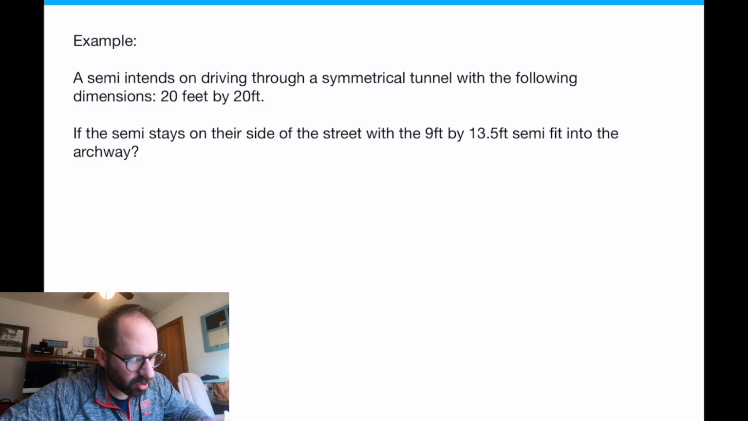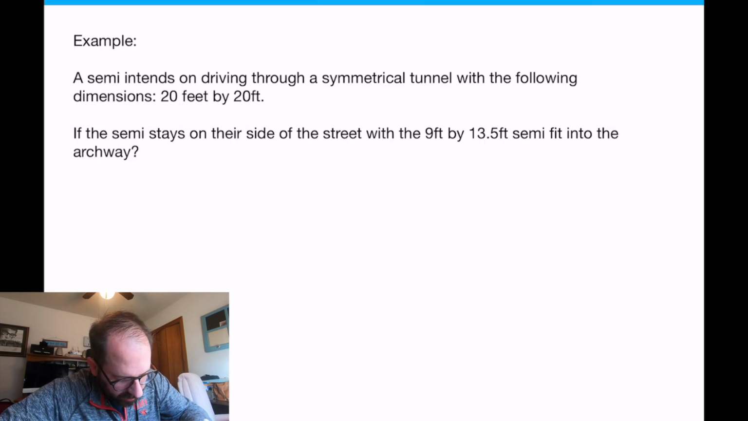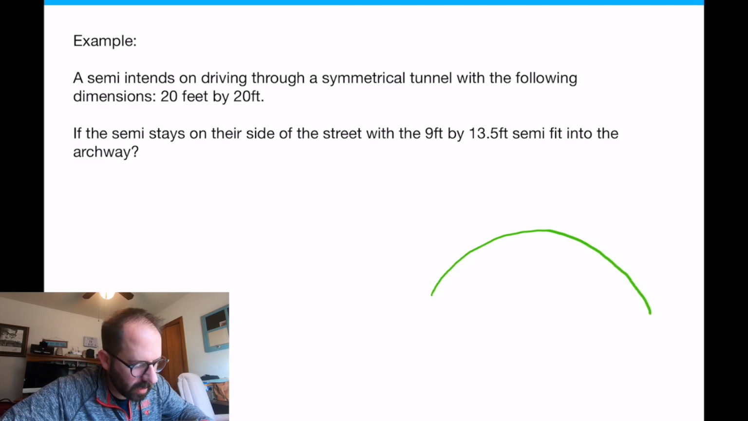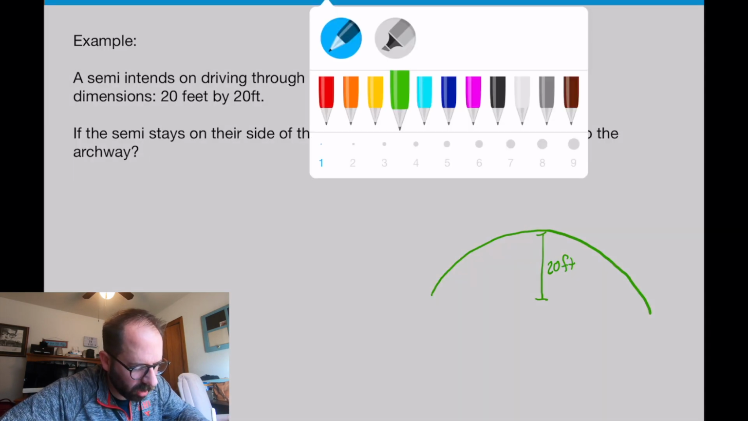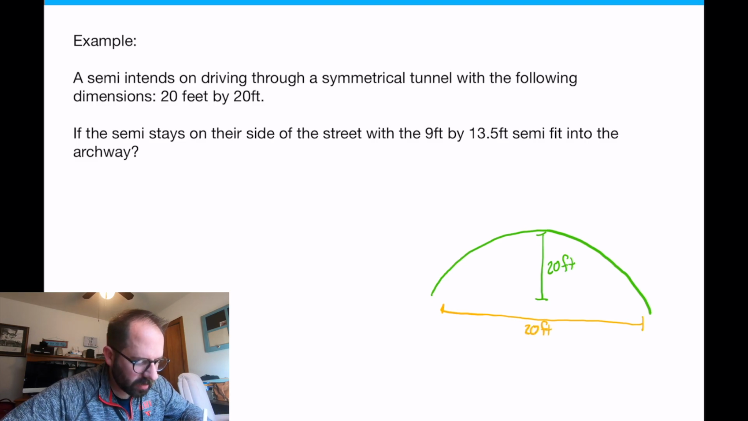So let me just draw what we were talking about. Here is that archway that my father was intending to drive through. They said he couldn't fit. The distance up and down is 20 feet. So that was the height of the tunnel that you're going through. The distance across was also 20. I know this is not drawn to scale, but this was also 20 feet. And the semi-truck that was going underneath it.